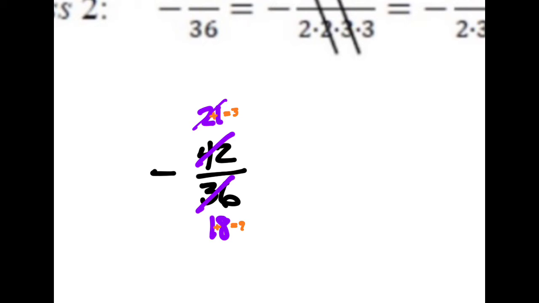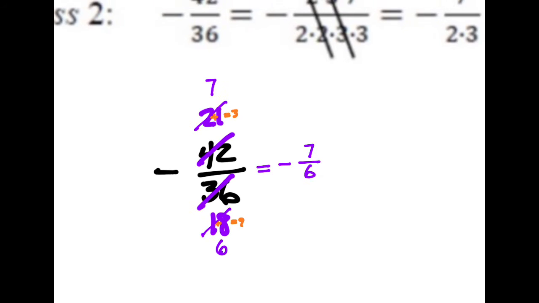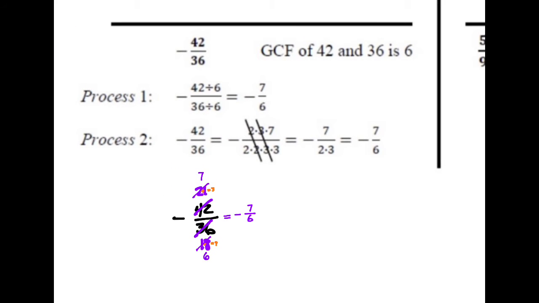Okay, so 21 divided by 3 is 7. 18 divided by 3 is 6. So when we rewrite that, we get negative 7/6, which is exactly what they got, right? Okay, I don't care which process you use, whichever one makes more sense to you. I use process 3 like I've shown you, but sometimes I use process 1 because I know exactly what I'm dividing by, so I write it to the side.